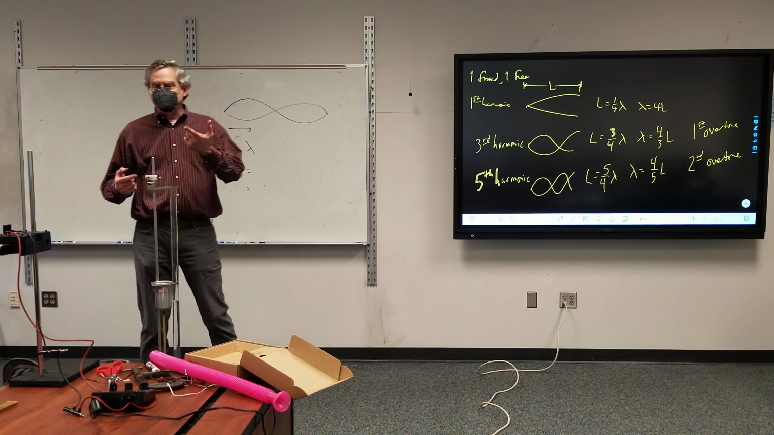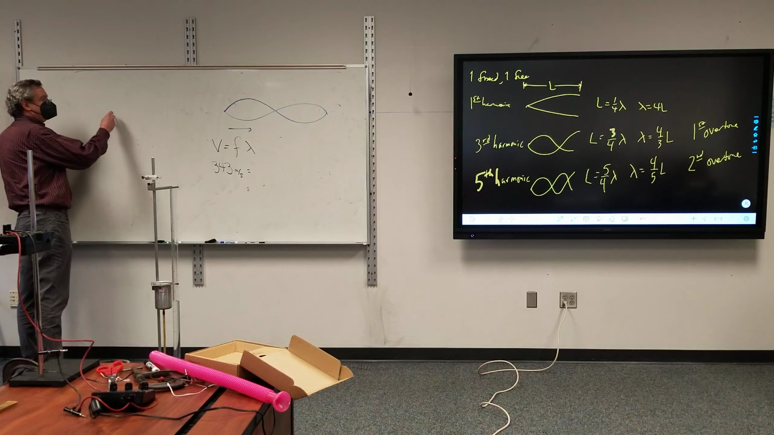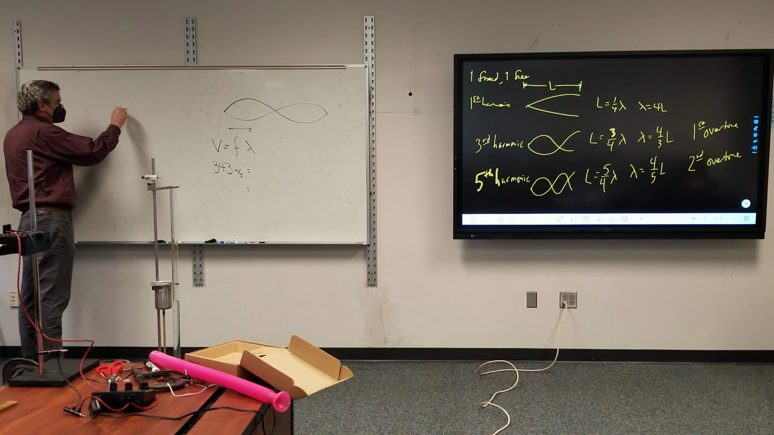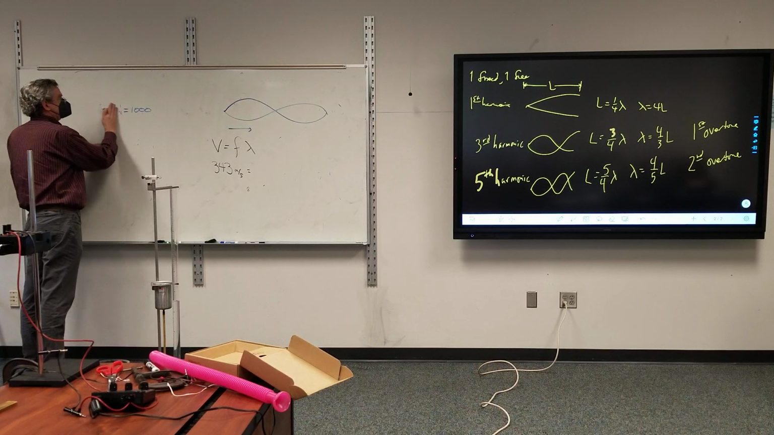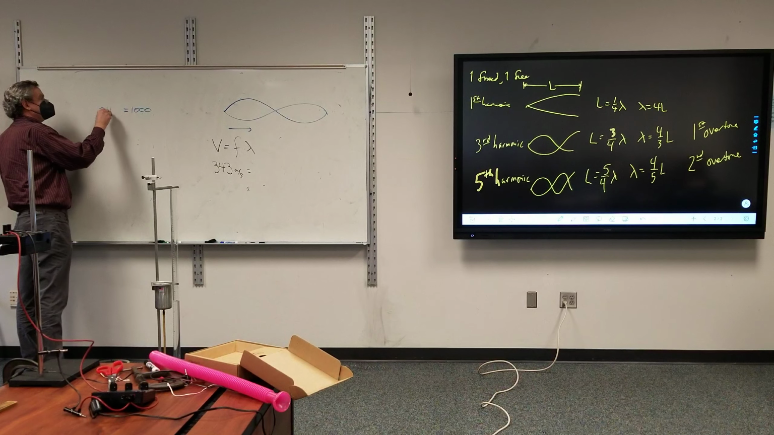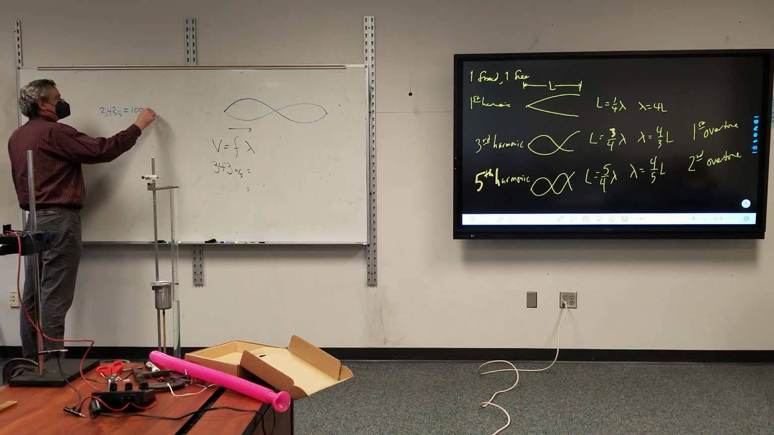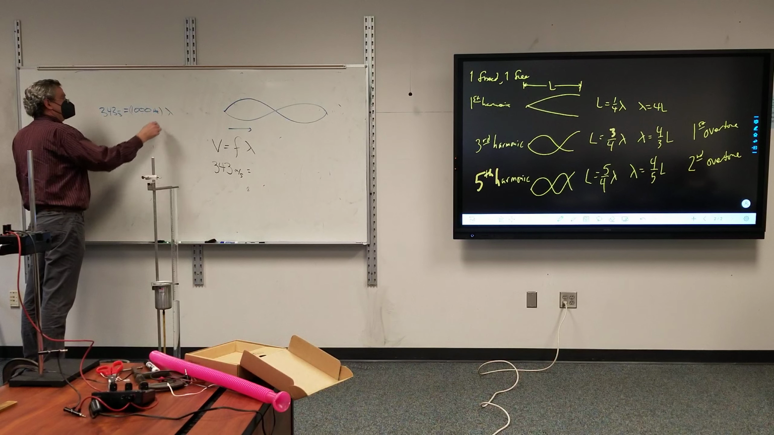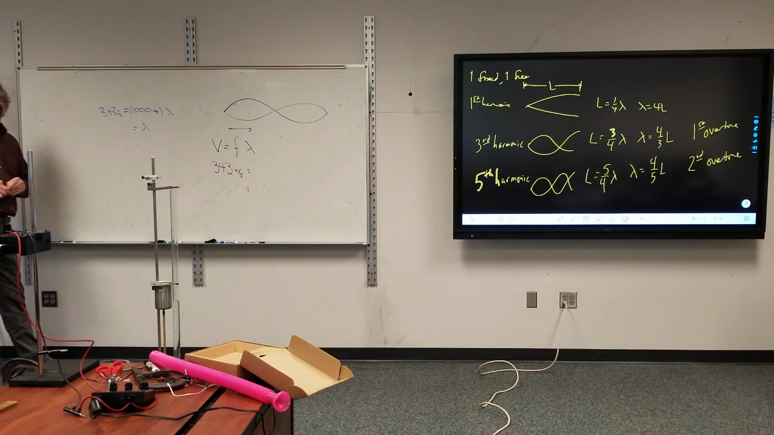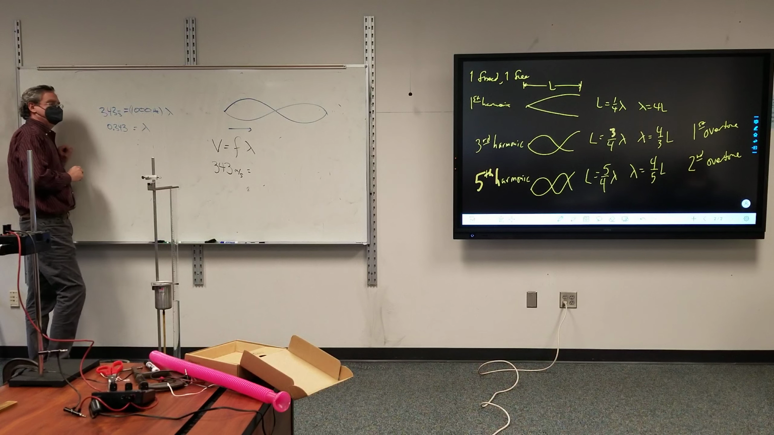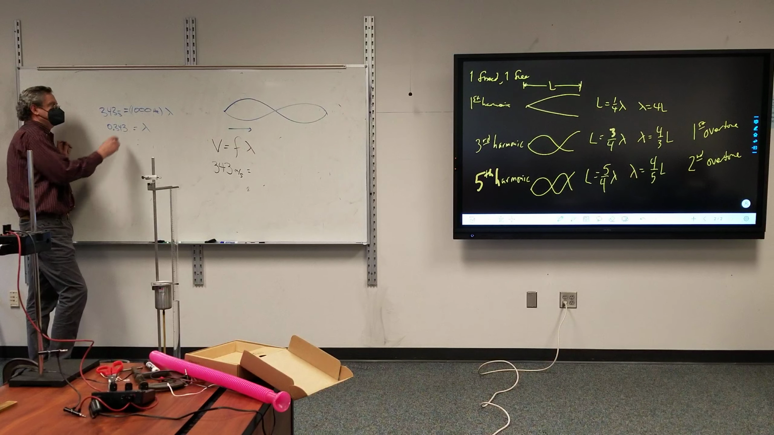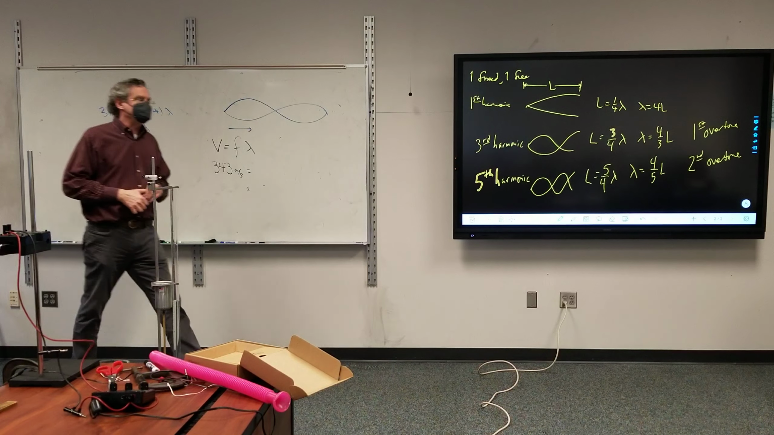All right, so if I'm picking 1,000 hertz, what would the wavelength be? Using that equation, I get 343 meters per second is equal to 1,000 hertz times the wavelength. What would the wavelength be? 0.343. Units? Meters. Yes. All right, so about 34 centimeters.